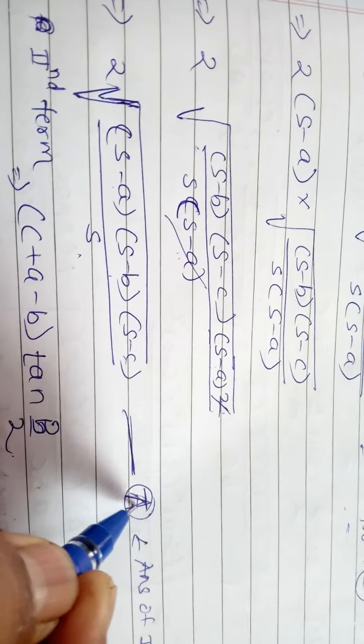So this is the answer of the first term. Now we are going to solve the second term. So what is the second term here? Yes, that is c plus a minus b into tan b by 2. Now see, I am going to underline this one.